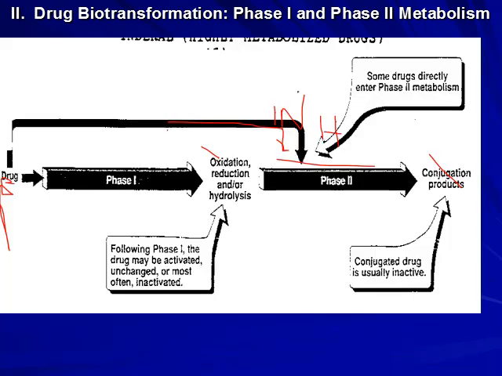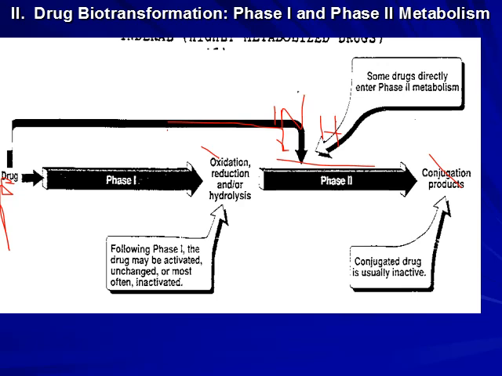Okay, so this figure is really old, but it basically outlines everything in terms of these metabolic changes. So the drug over here usually goes through phase 1, which makes it slightly more polar, then goes through phase 2 and becomes excretable. There are some drugs which can directly enter phase 2, as this line is telling you. Right, so you administer the drug and it just doesn't go through phase 1. It just immediately gets metabolized by phase 2.